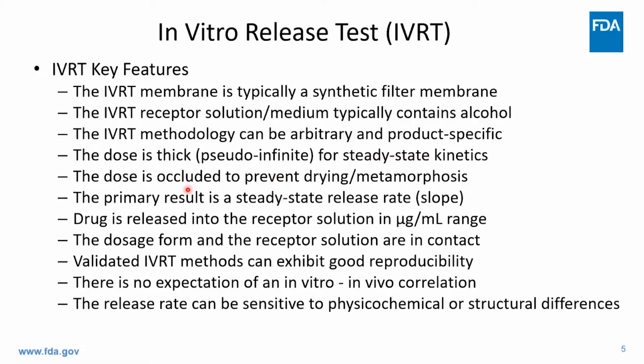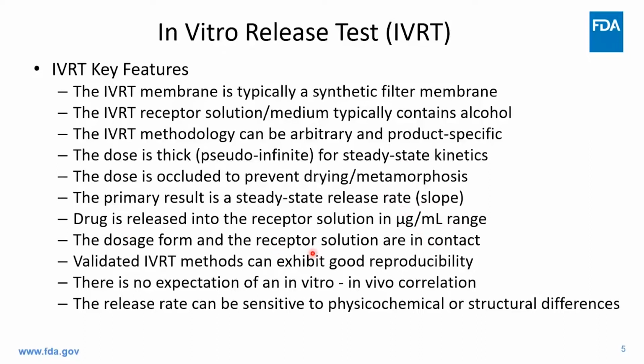Now, the dose is occluded again to prevent metamorphosis and drying, because you don't want that dosage form changing, whether it's changing because the dose is being depleted or because of other reasons, because again, you want to support steady state kinetics here. And in fact, the primary result you're looking for is a steady state release rate, which is manifested as a slope. Now, drug is released into the receptor solution in fairly large quantities, typically in the microgram per mil range. And the dosage form and the receptor solution are actually in contact.